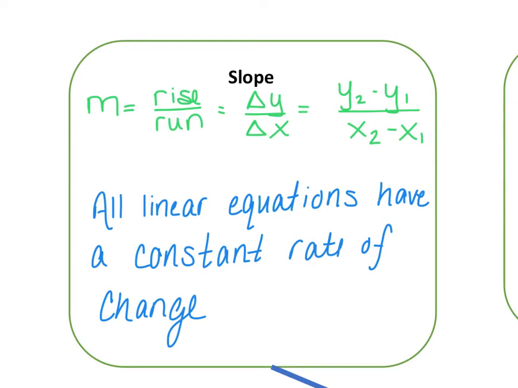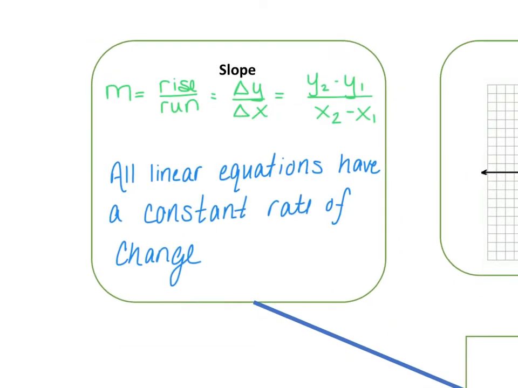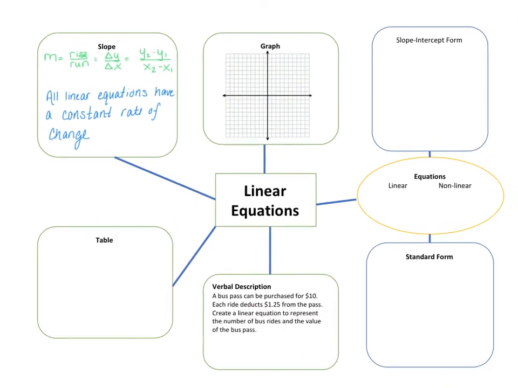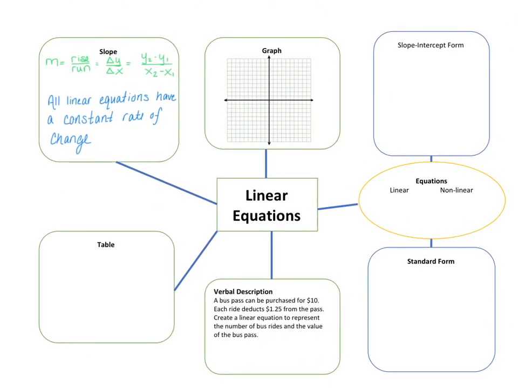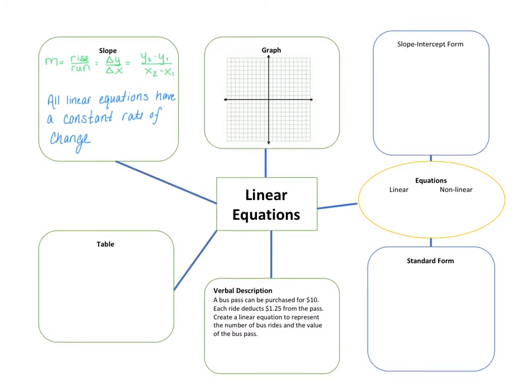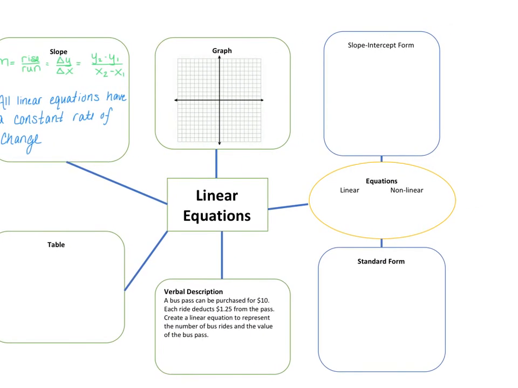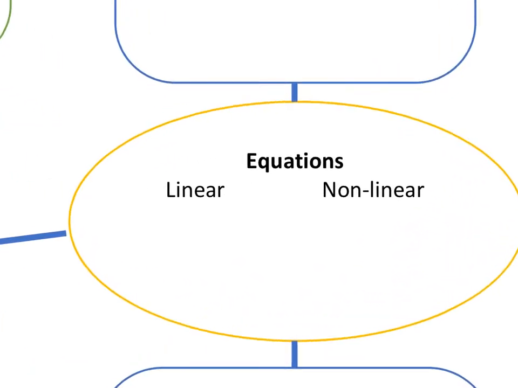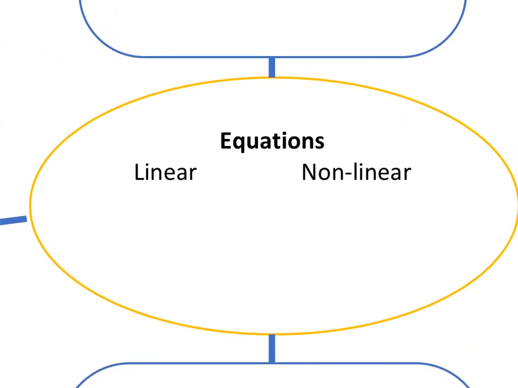And a key concept is all linear equations have a constant rate of change, which is, of course, your slope. Right? Now, let's think about what types of equations are linear. What do they look like? Well, I'm going to go over here to this part of my concept web. Linear equations can be written in slope-intercept form. They're in the form y equals mx plus b.